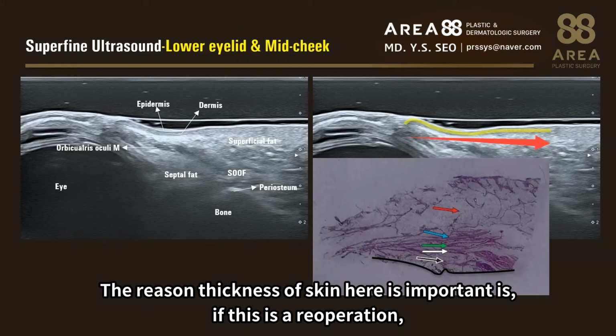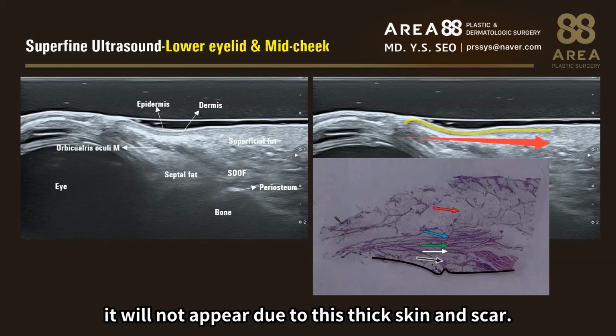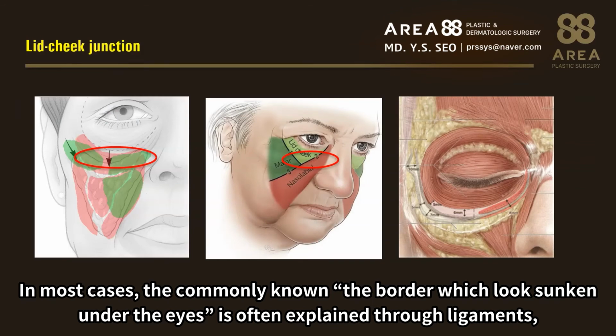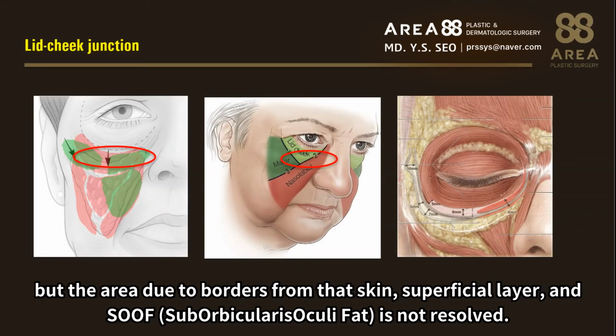The reason thickness of skin is important is, if this is a reoperation, the skin has thickened due to scars, so when pretarsal thickening is made, it will not appear due to this thick skin and scar. In most cases, the commonly known border which looks sunken under the eyes is often explained through ligaments, and filling this border area with something or relocating the fat under the eyes is known to solve it, but the area due to borders from that skin, superficial layer, and SOOF, SubOrbicularisOculi Fat, is not resolved.